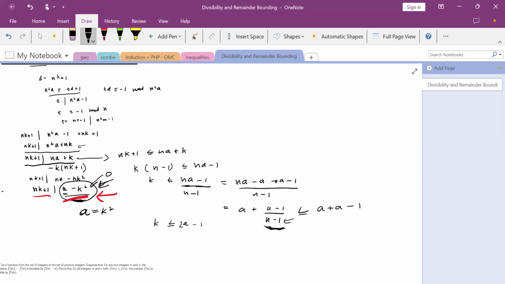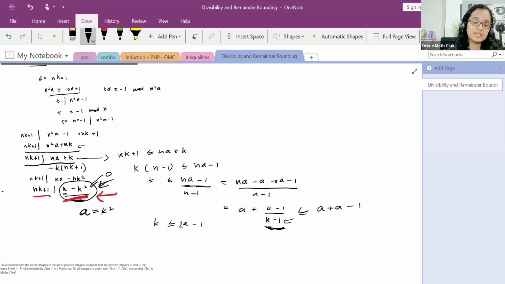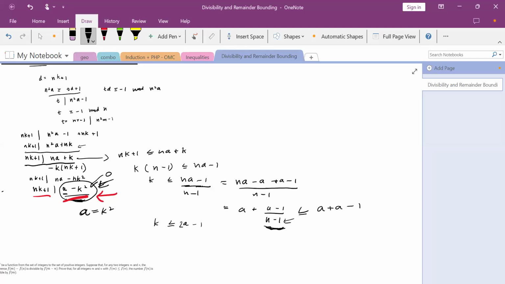k is unbounded from the a minus k square part, and we showed that k is bounded, as k is less than or equal to 2a minus 1. How did we conclude that k is 0 from both these statements? Because, okay, let's assume that a minus k square is not 0, because we want to prove it's 0. If you're assuming it's not 0, then we get that k is unbounded. But that is a contradiction. That is why k square must be equal to a.